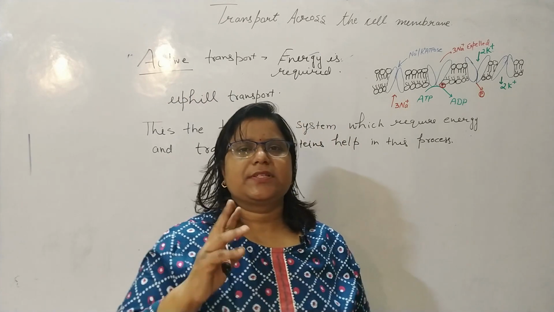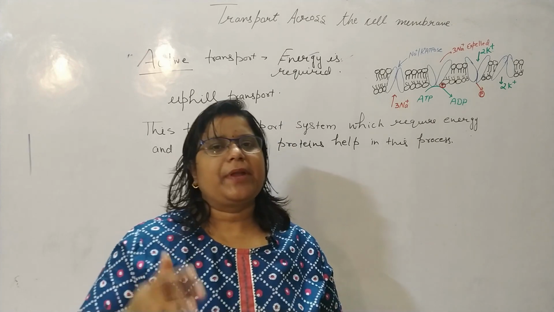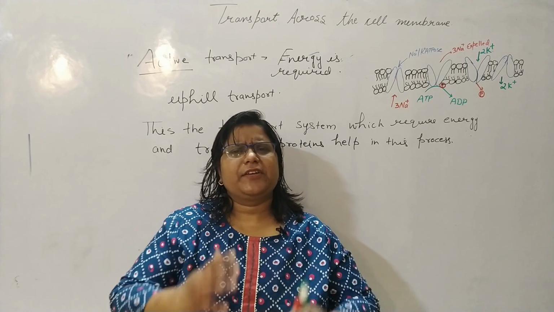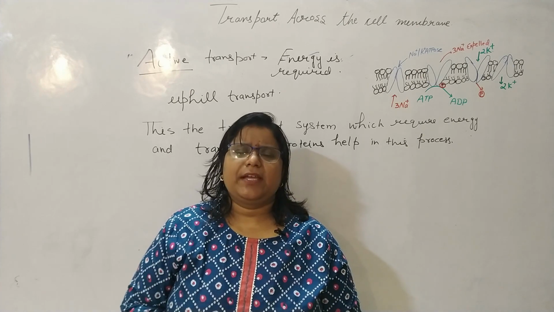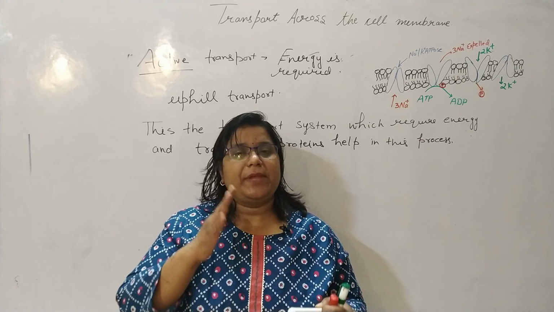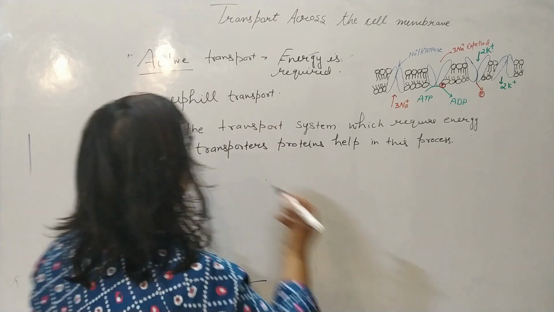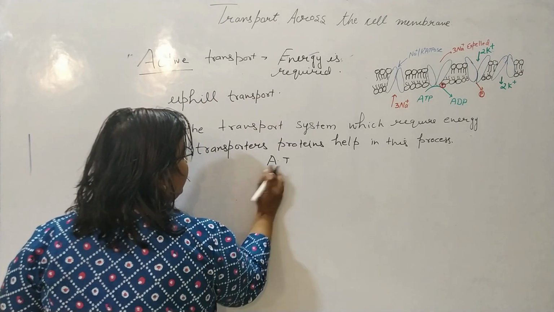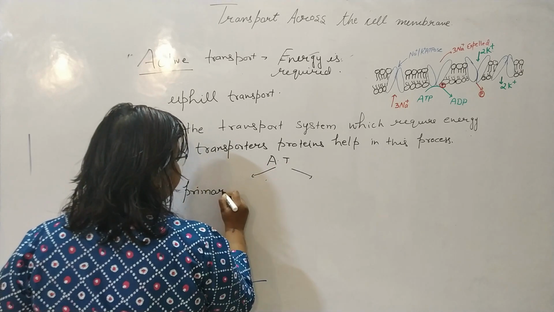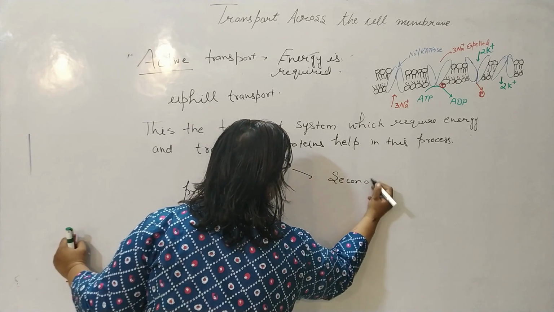But the active transport system is of two types: primary active transport and the secondary active transport. In the primary and the secondary active transport, both require the energy, but the main difference is how we can utilize the energy. Okay, so active transport, I am writing AT. Active transport is of two types. This is the primary active transport and secondary active transport.